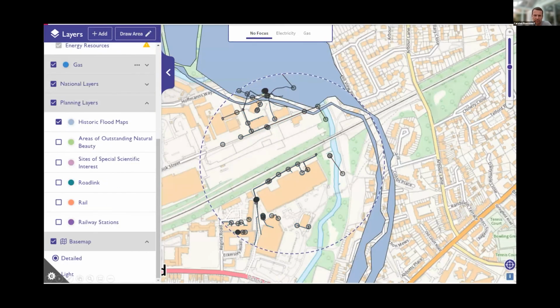Here's a visualization where the networks, which are both above ground and underground, are superimposed on a flat map. So you can use this in order to come up with a risk assessment in terms of flooding.